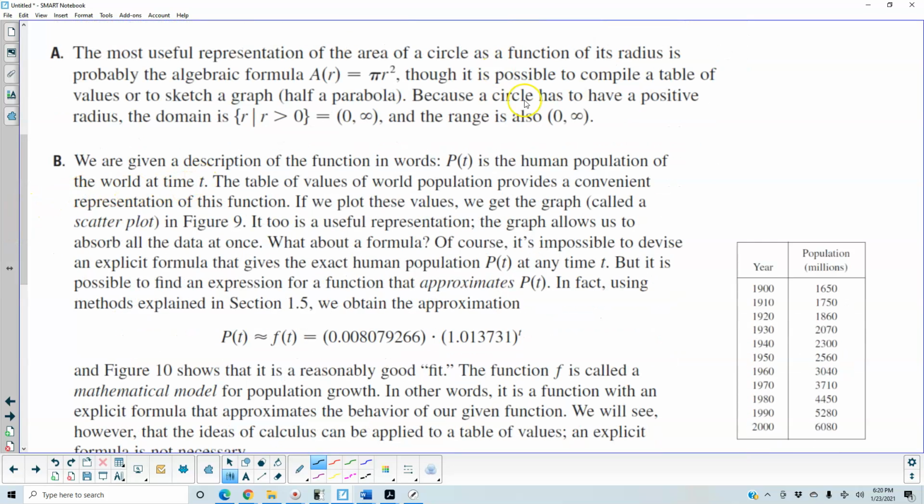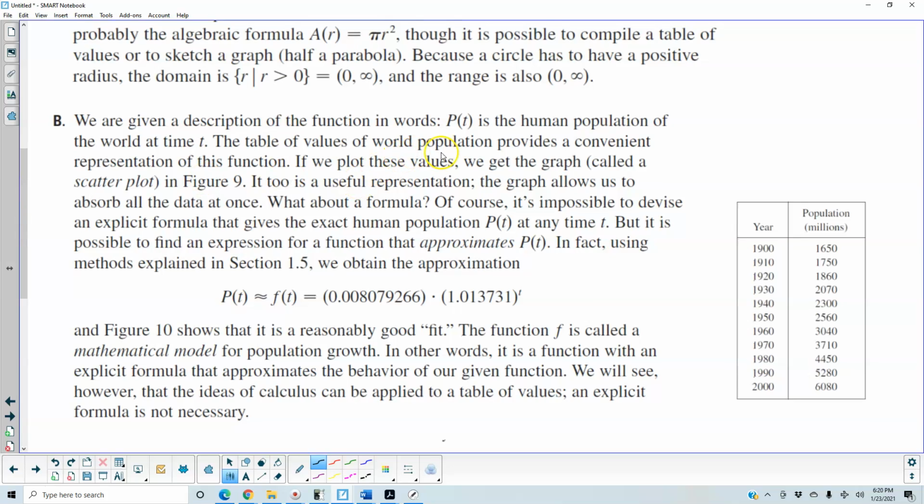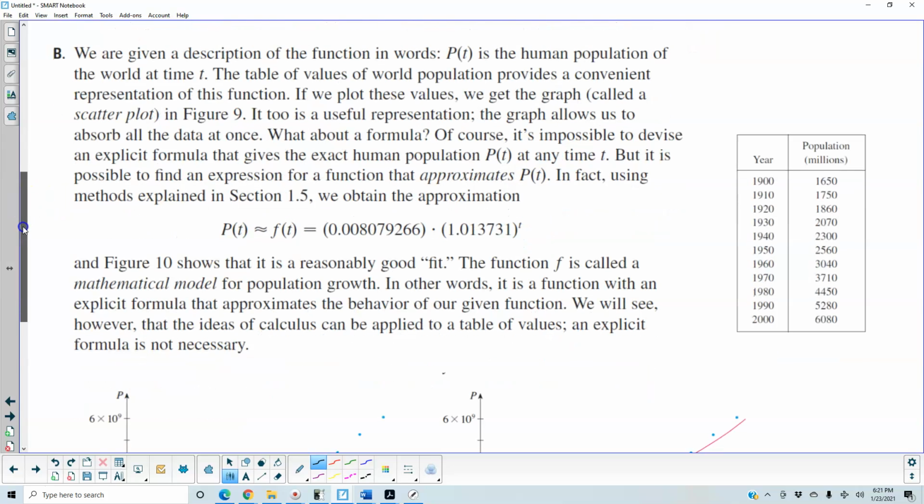B. We are given a description of the function in words. P of t is the human population of the world at time t. The table of values of world population provides a convenient representation of this function. If we plot these values, we get the graph called a scatter plot, and you'll see it below in figure 9. It too is a useful representation. The graph allows us to absorb all the data at once.